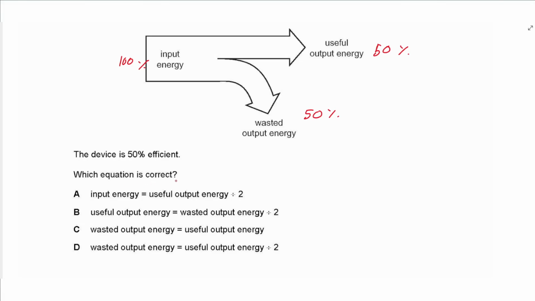Which equation is correct? Input energy is equal to the useful output energy divided by 2. No, the useful output is equal to the input divided by 2. 100 divided by 2 would give us 50. So the first sentence is wrong. The useful output energy is equal to the wasted output energy divided by 2. No, they are the same number. Wasted output energy is equal to the useful output energy. Yes, because they are both 50%. So the answer is C.